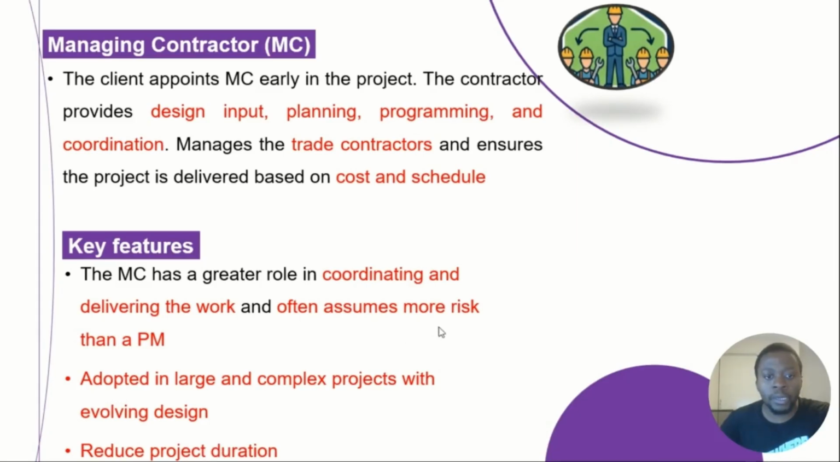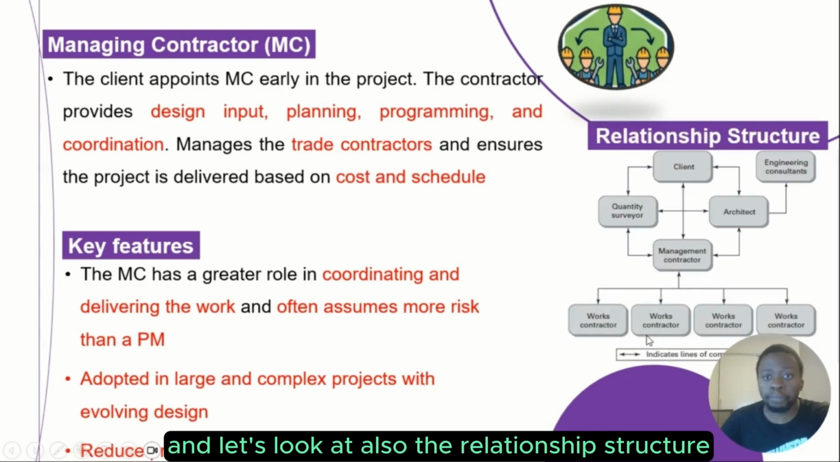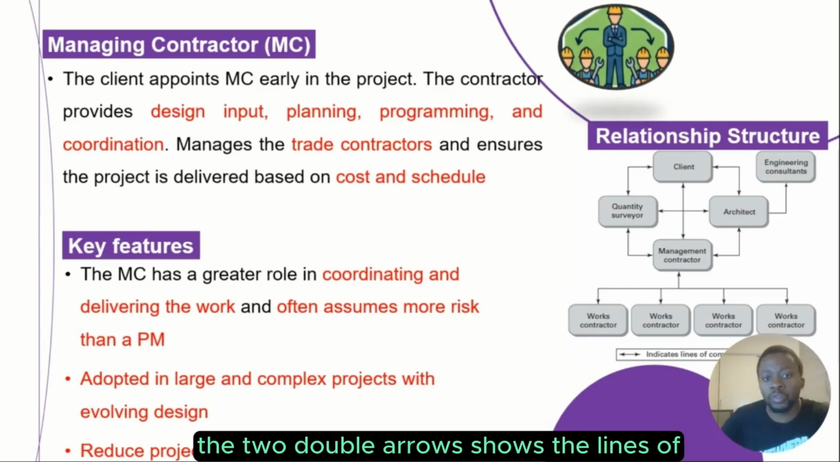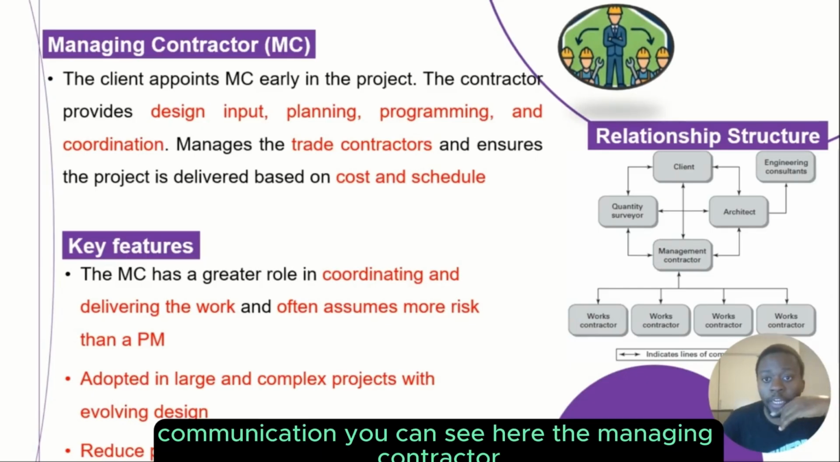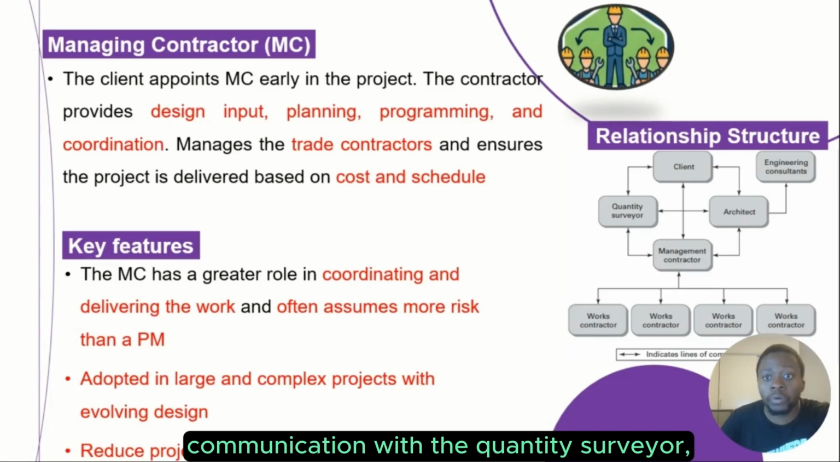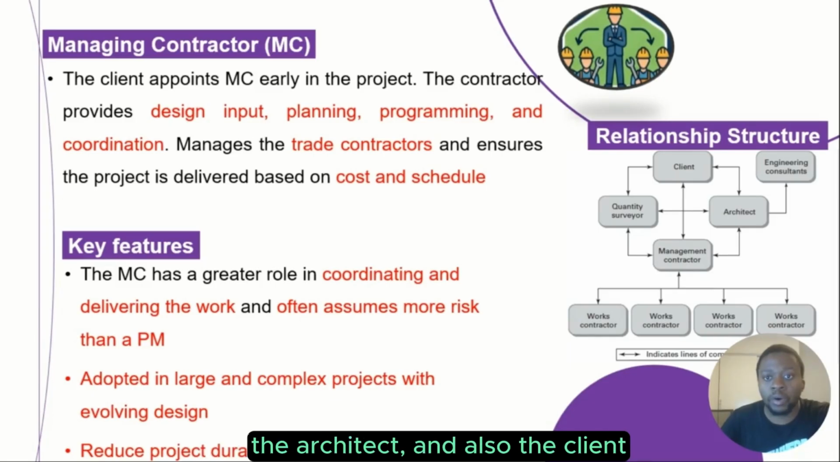So let's look at also the relationship structure. You can see here the lines of communication. The two double arrows show the lines of communication. You can see here the managing contractor has direct communication with the quantity surveyor, the architect, and also the client.